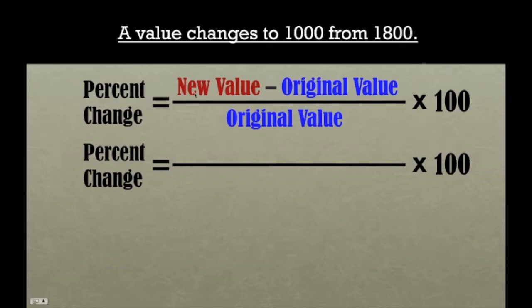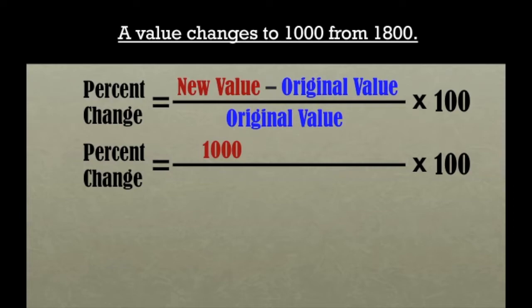Well, what's our new value? Well, that's going to be 1,000. Why is it 1,000? Well, that's because it ended up being 1,000. That's our new value. After the changes happening, our new value is 1,000, so that's going to be our new value. Well, what's our original value?